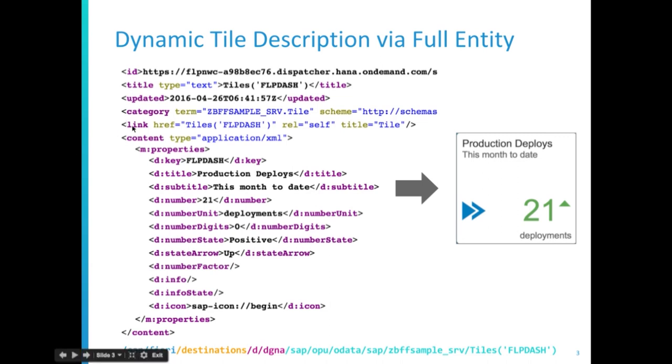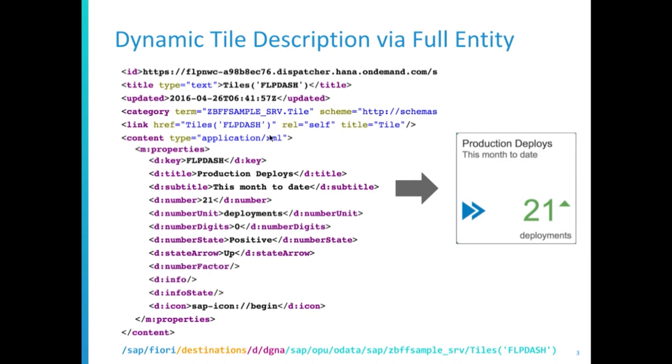And we can even influence the state arrow up. For example, this is more than last month's. Notice I'm doing agile KPIs here. We've deployed 21 times to production because we are super agile, etc. Right? So you can influence all sorts of stuff in a dynamic tile. So again, with quite simple use of OData and this entity type definition, you can do really cool things, but you're restricted to numbers.